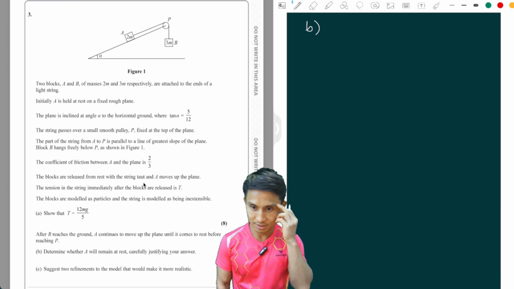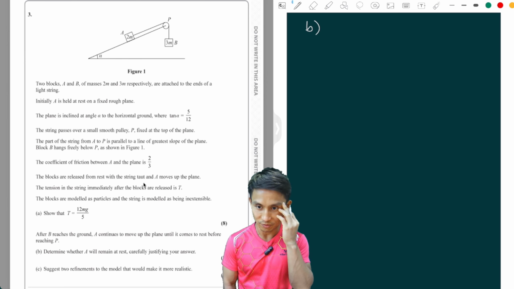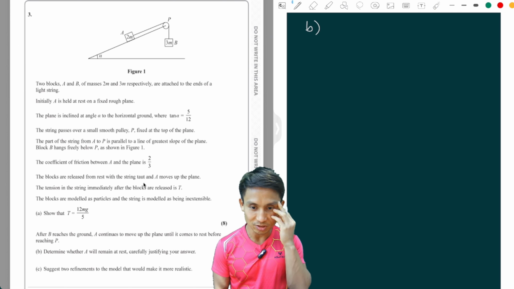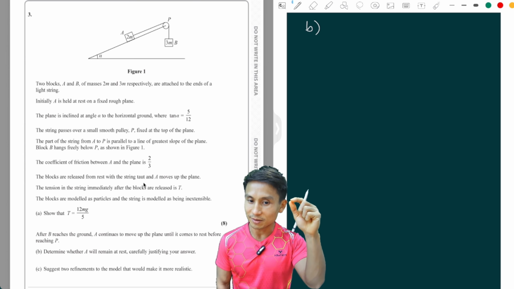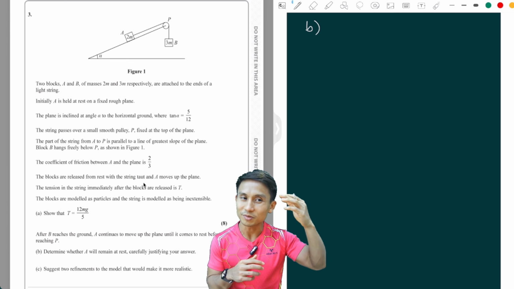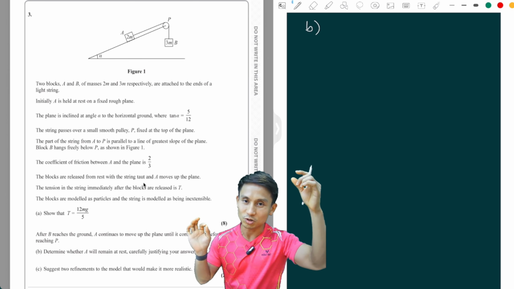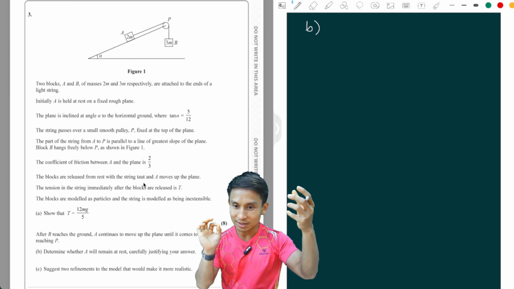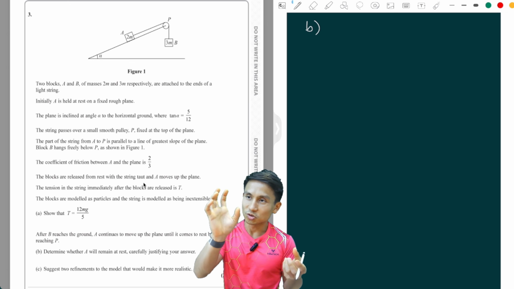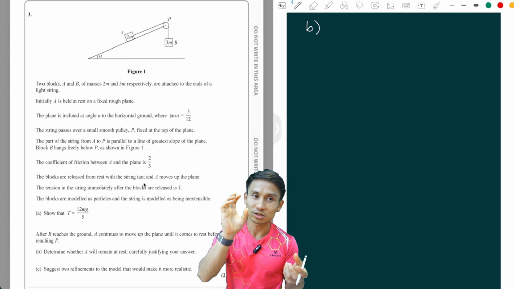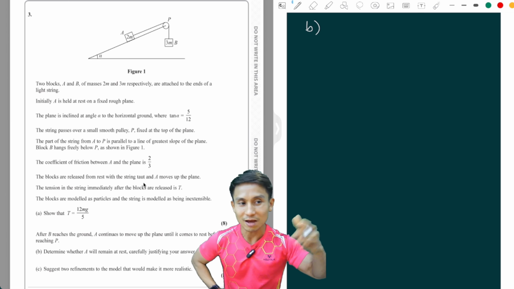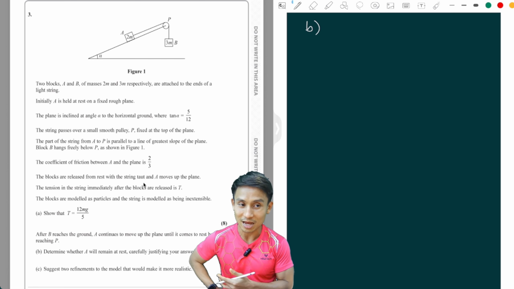After B reaches the ground, A continues to move up the plane until it comes to rest before reaching P. Determine whether A will remain at rest, carefully justifying your answer. So when it has now come to rest, it might go down. It's like throwing something up, it will go down, but in this case, it was pulled up by the string, and then B reaches the ground, and then somehow the string becomes slack because they are no longer connected. So A will have some inertia continuing to move upwards. And depending on the friction, it might stop somewhere. In this case, it will stop. But after it briefly stops, will it move back down, or will it stay there?